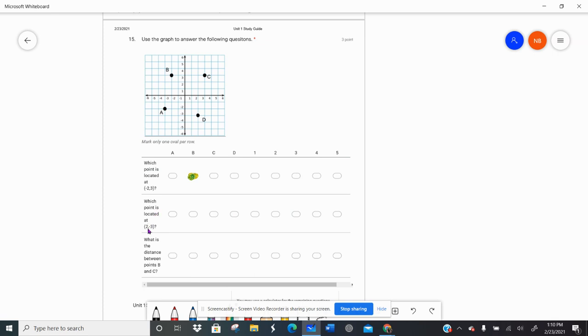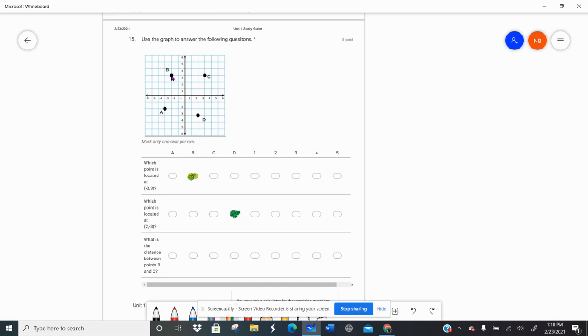Let's look at this next one. What is located at +2, -3? Start back at the origin. First number is +2, so I go 1, 2 to the right. Next number is -3, 1, 2, 3 down. I'm at point D. And then what is the distance between B and C?